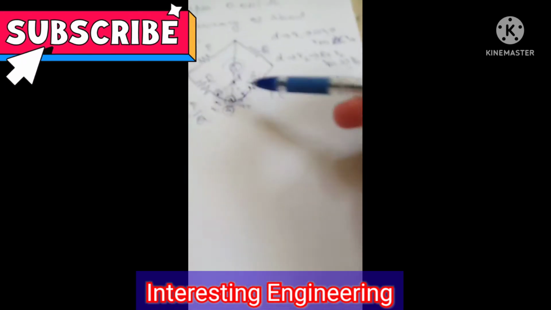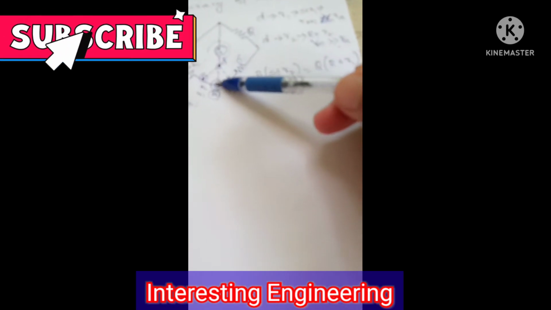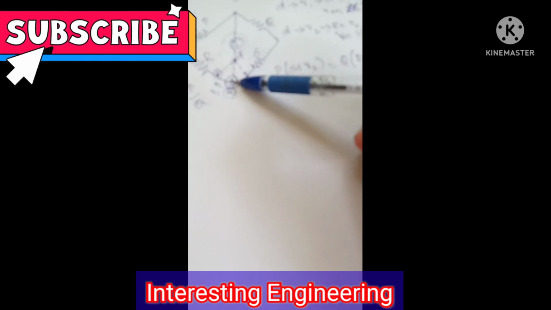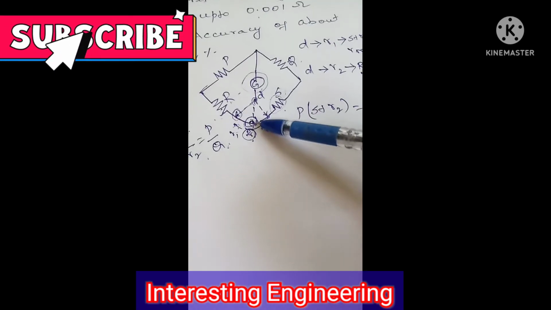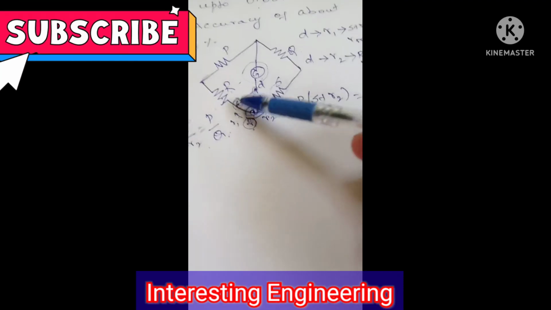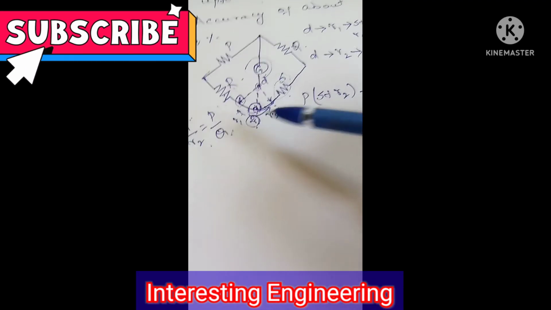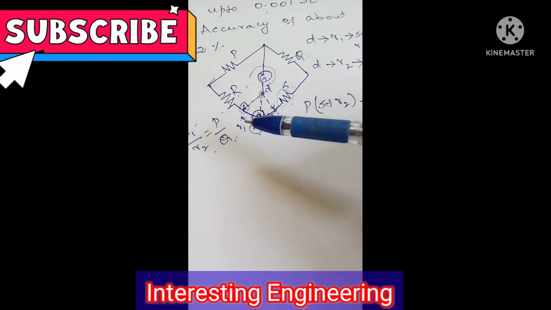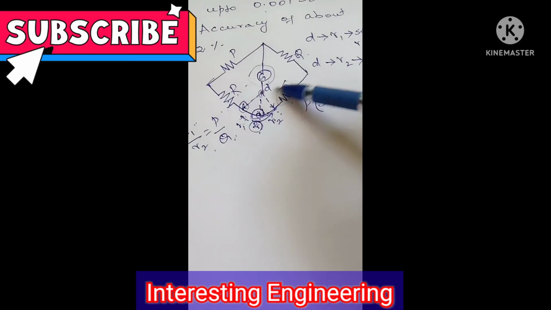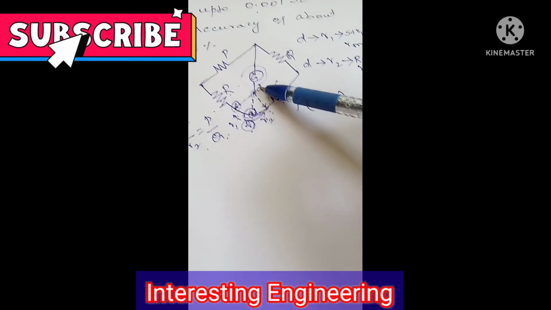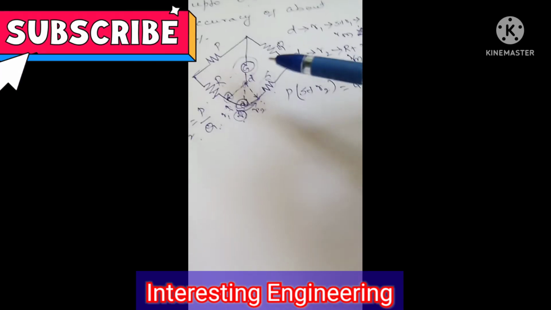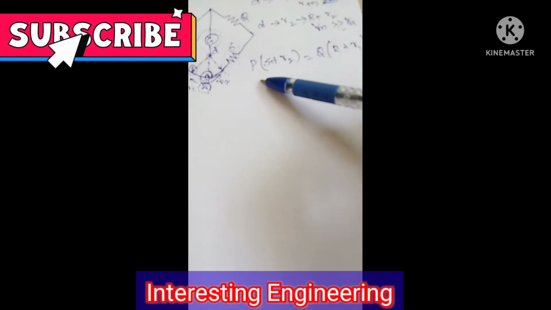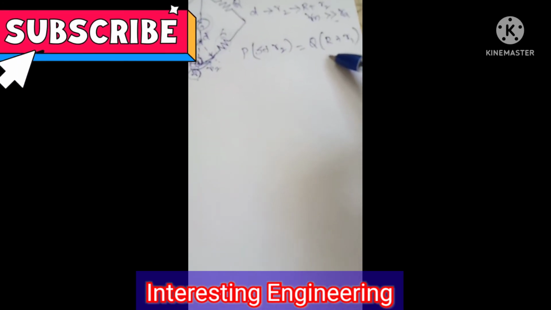Under bridge balance condition, when we place this position D in a certain position such that it divides the lead contact into R1 and R2 in such a way that R1 by R2 is equal to P by Q, if the bridge is operated under balance condition, the products of opposite impedances are equal. So by means of which I have written this equation.